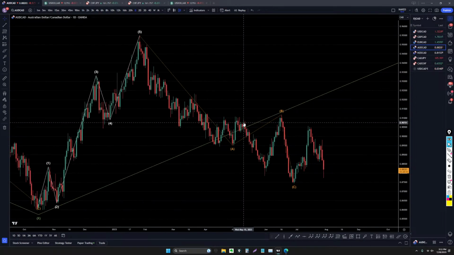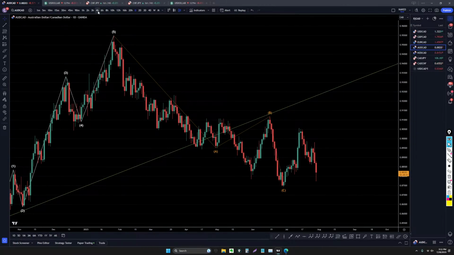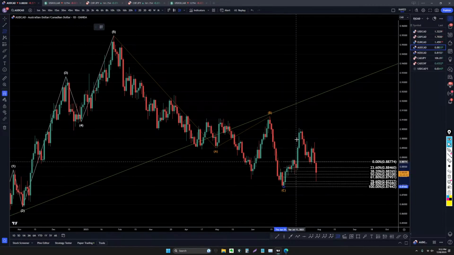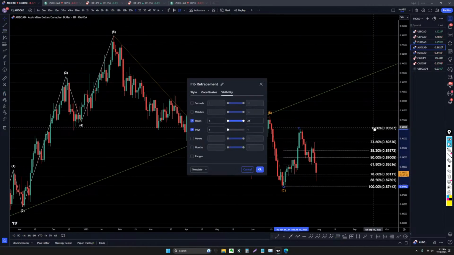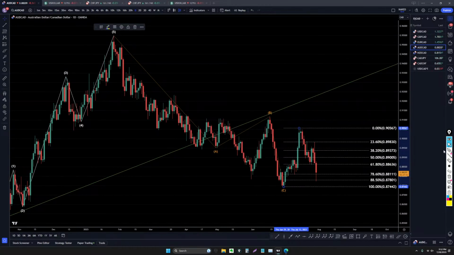Oh, the Aussie Canadian is going down still. Throw a fib on there. I was gonna say we must be at the 78%. That definitely looks like it could be a correction still. 1, 2, 3. It's just pulling back. That definitely could end up going up for sure.